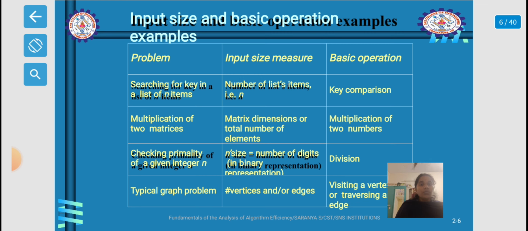For the problem of checking the primality of a given integer n, the input size equals the number of digits in n's binary representation. The basic operation is a division. A typical graph problem has an input of number of vertices and edges. The basic operation is visiting a vertex or traversing an edge.